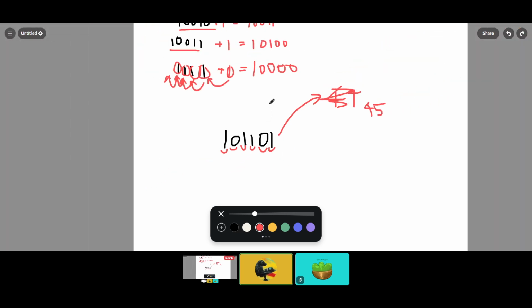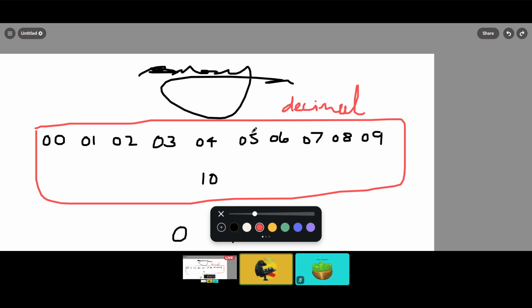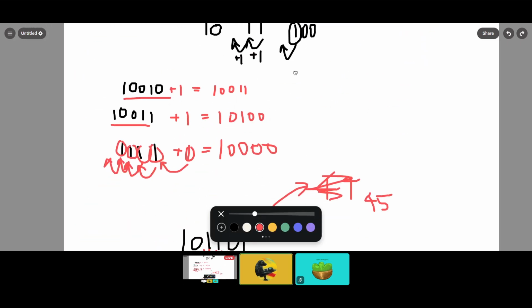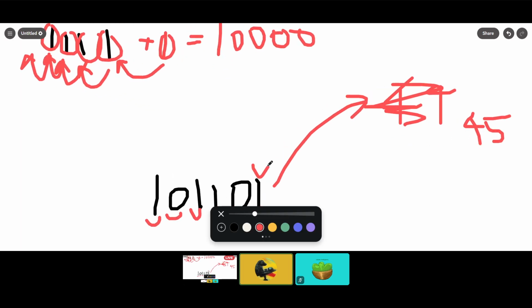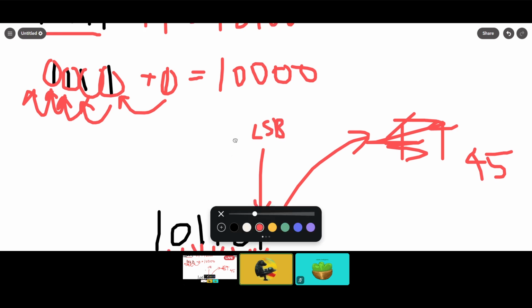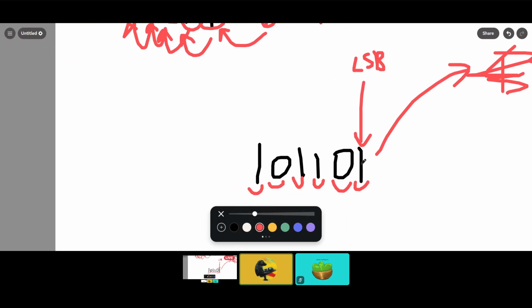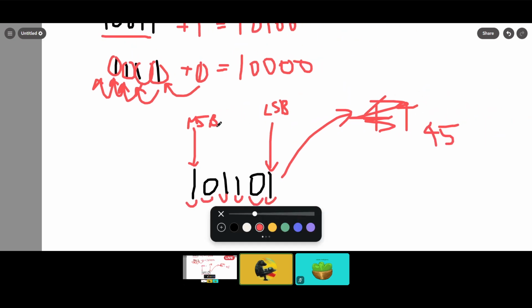Oh, you also need to know something. You notice how this is the ones place, right? In binary, we also have that ones place, but we have another name for it. We call this the least significant bit. And in our binary number, the bit that is furthest away from the least significant bit is known as the most significant bit. And these two terms you must know.